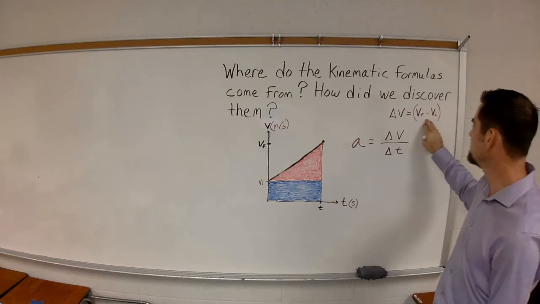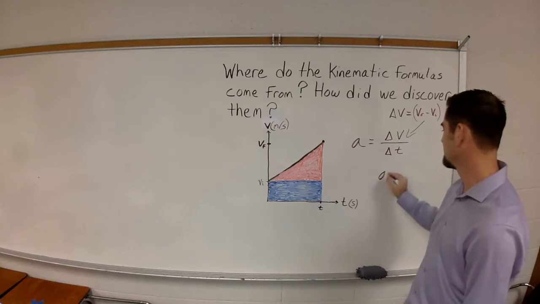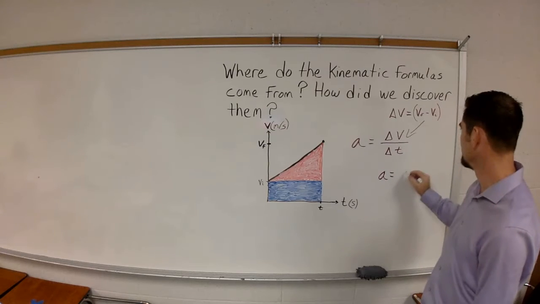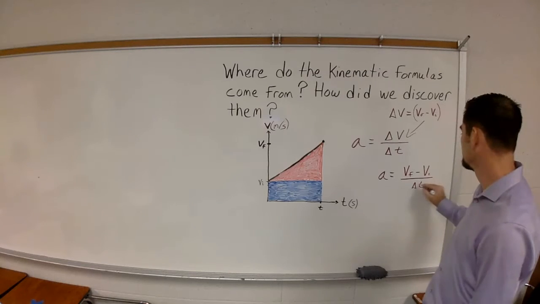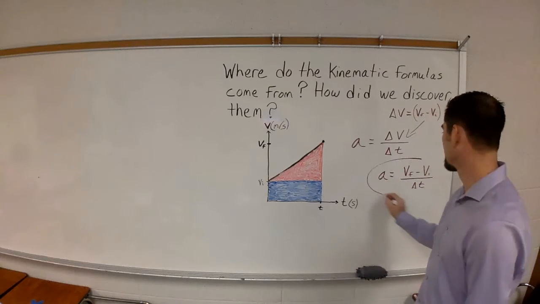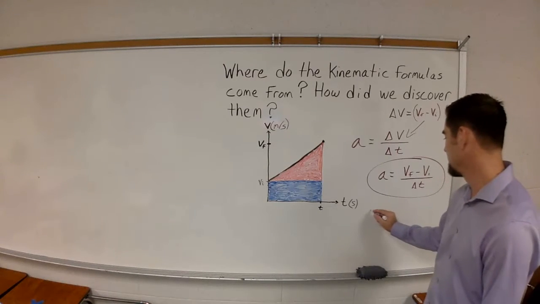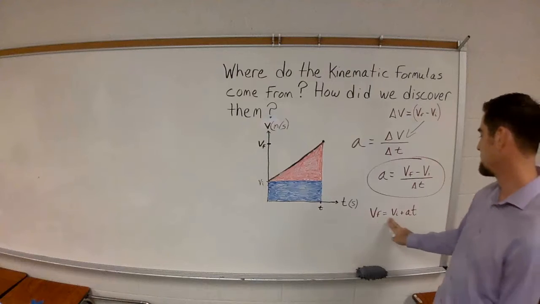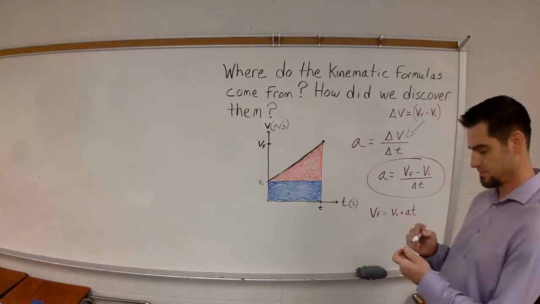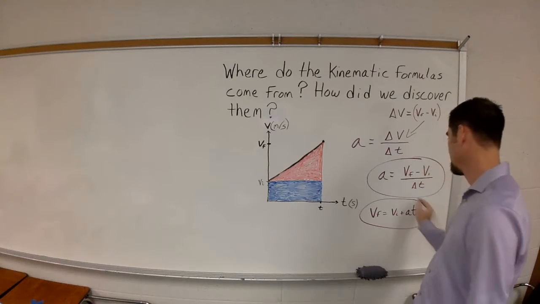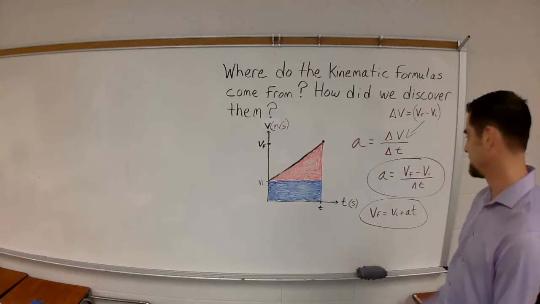Now we can substitute this for this, and it gives us acceleration is equal to final velocity minus initial velocity over time. And this is our first kinematic equation. Sometimes you'll see it written this way: final velocity equals initial velocity plus acceleration times time. So these are the same equation. It's just rearranged to solve for a different variable.